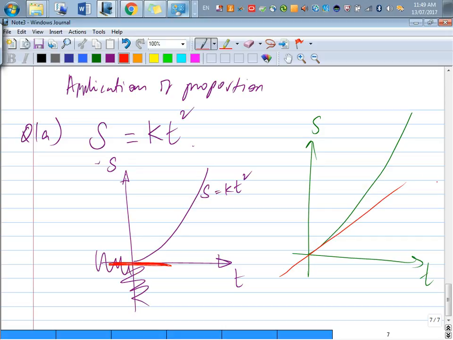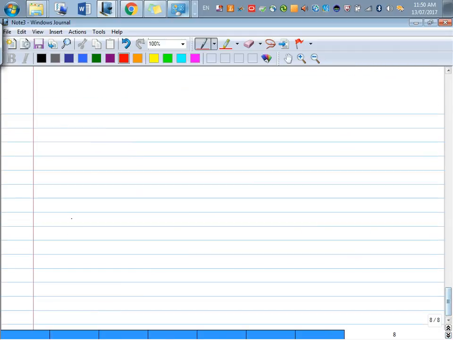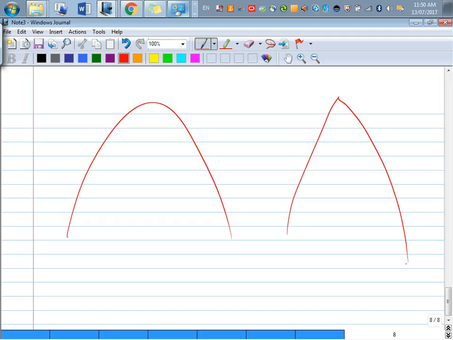So when you draw a parabola, you cannot have it looking like this. It should have been flatter at the start, then it goes up, such that the gradient at the bottom is 0. Okay? That is why this is a parabola and this is not a parabola.